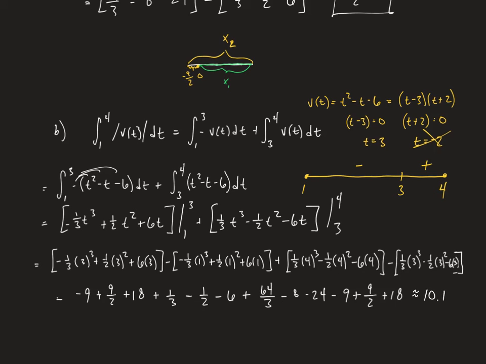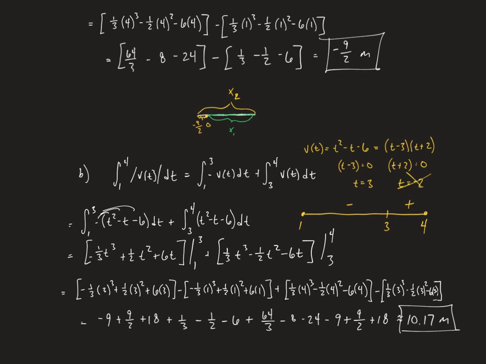approximately 10.17 meters. And so that number is obviously larger than the value that we got earlier when we did net displacement, because this is all that distance plus all that distance, while net displacement is just simply the distance between where you started and where you ended.